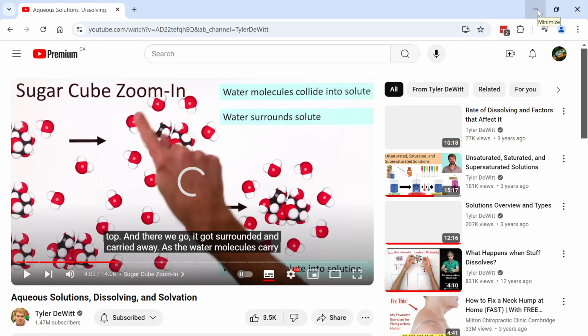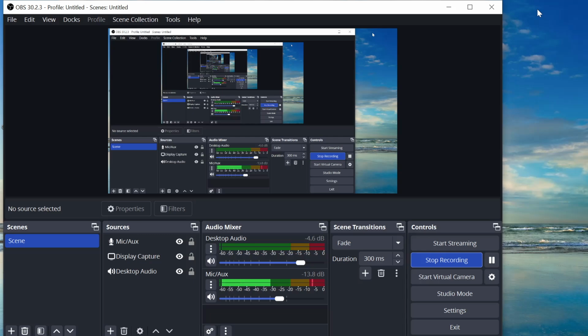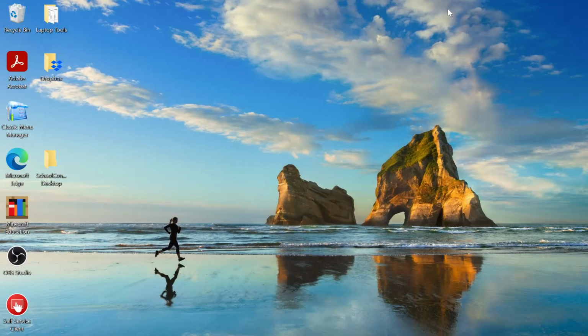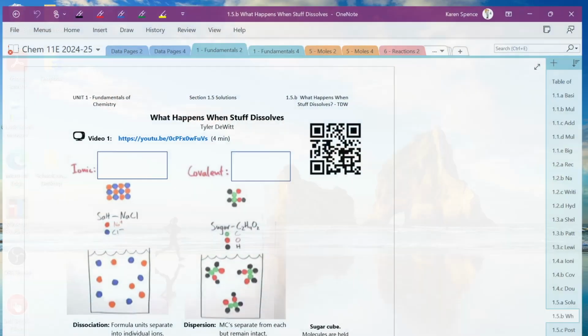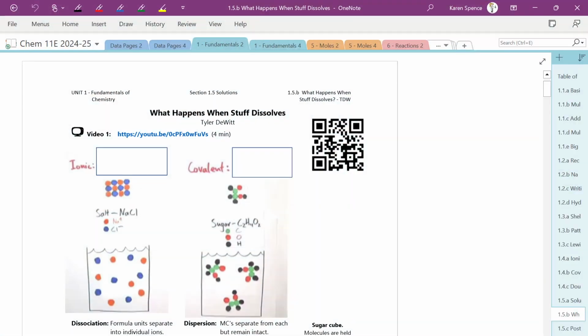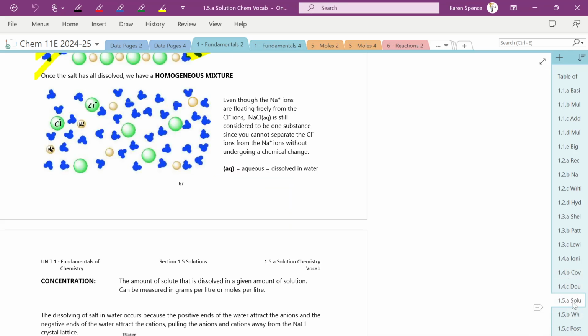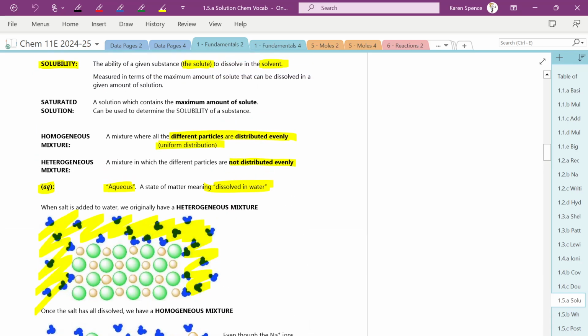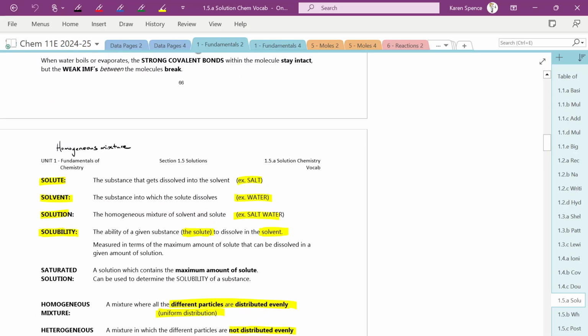Okay, but are you getting the general idea of how it works? It works the same for the water molecules surrounding the ions. So let's now go back and check. We were working our way through page 67 last time. Let's take a look at page 67.